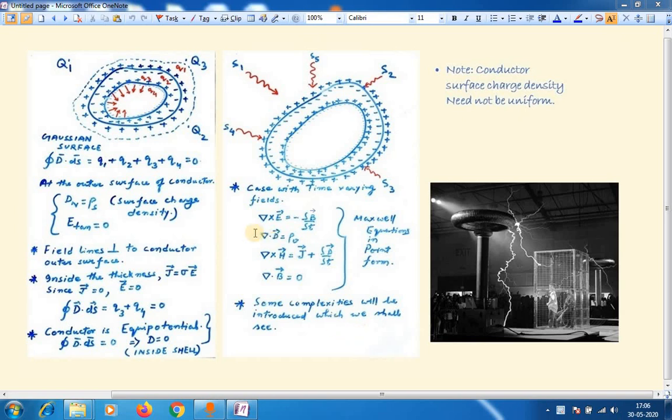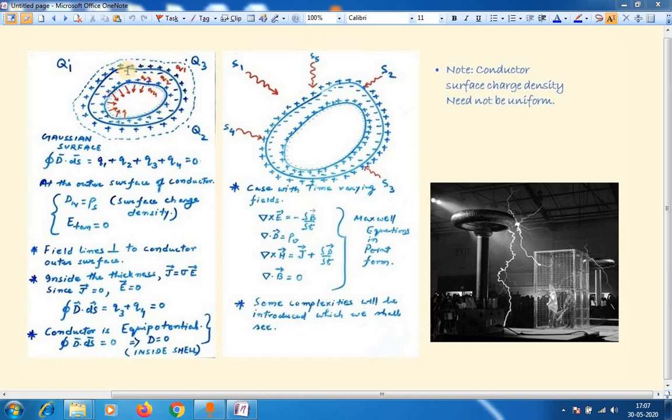Let's get started. I have chosen a hollow conductor. The conductor is irregular in shape so that it can be generalized for any conductive enclosures. Let's start with the static case, the electrostatic or time invariant case. I've chosen three point charges placed at some distances from the conductor.